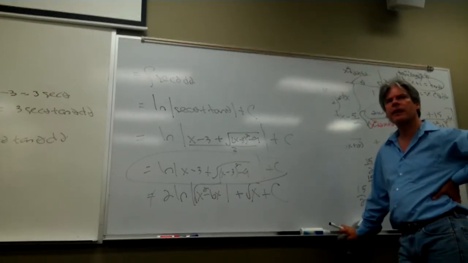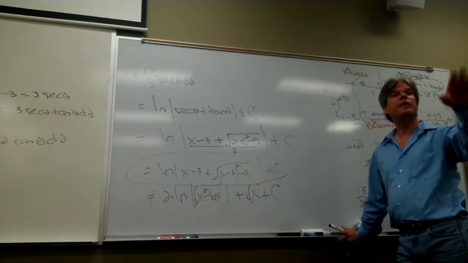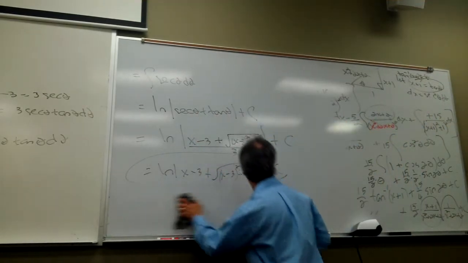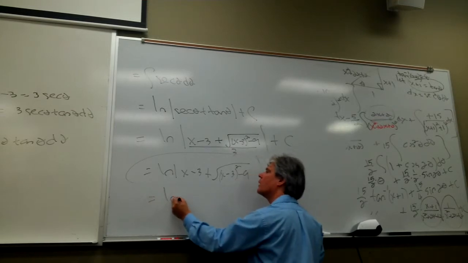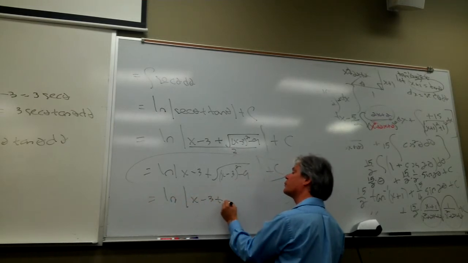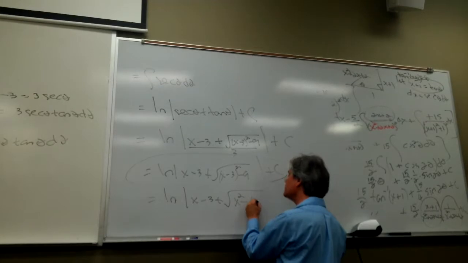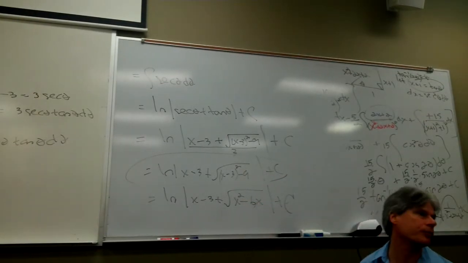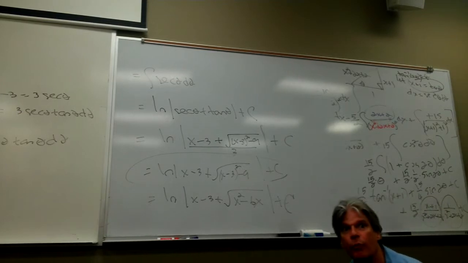Yeah, I don't see how I can fit that one. By the way, I should say something to you guys. Personally, I would have rewritten this differently. I would have rewritten this myself as the natural log of the absolute value of x minus 3 plus the square root of x squared minus 6. That's only because that's the way the question was posed originally. Not that it's a big deal, it's not that important.